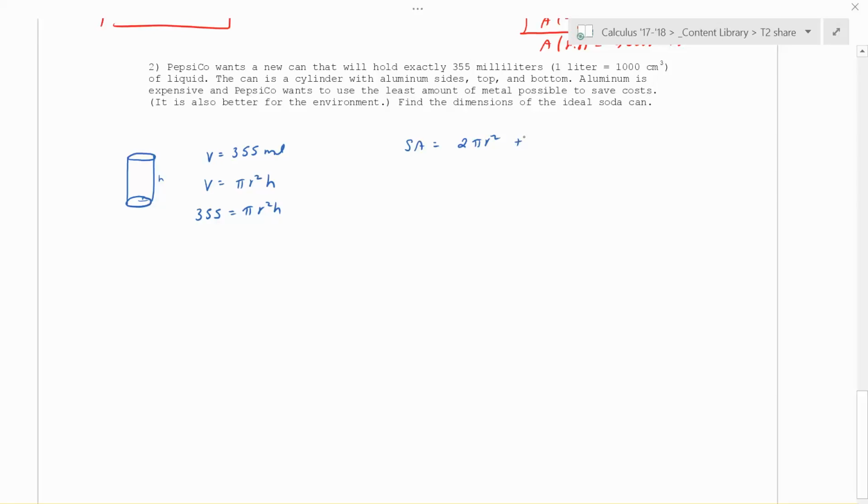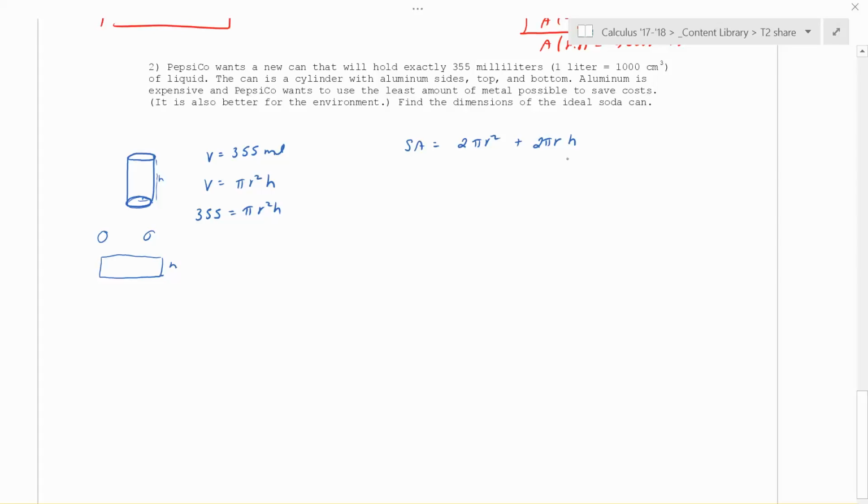And then the side: if I unwrap this side, cutting along here and opening it up, I've got a rectangle. The height of the rectangle is h, and the base of this rectangle has to go around the circle, so the base is the circumference of the circle, 2 pi r, times the height to give me the area. So I've got 2 circles, the top and the bottom, and this rectangle that wraps around between them.